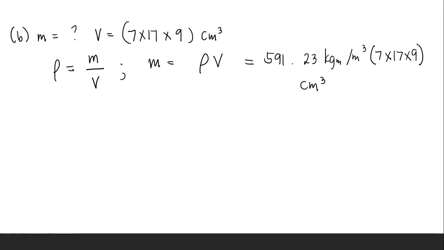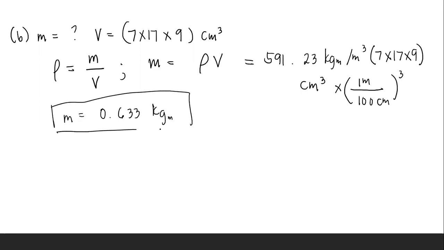But if you notice, the unit of your density is in cubic meter. Therefore, you have to convert your cubic centimeter to cubic meter. 1 meter is equal to 100 centimeter, cubed. Now for the mass, we have 0.633, 3 decimal places, kilogram mass.